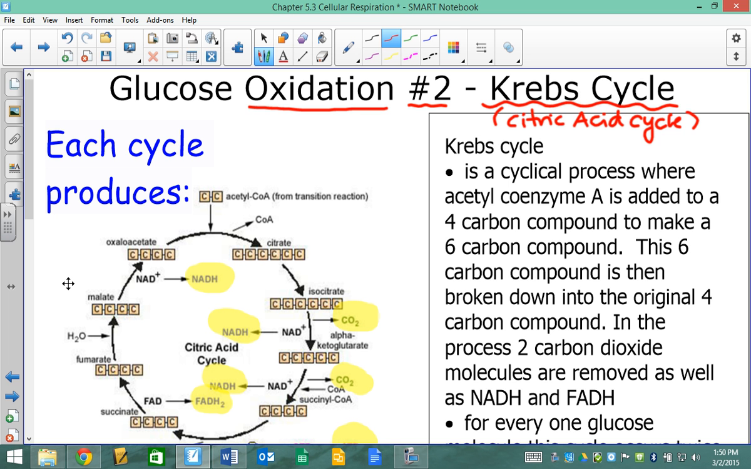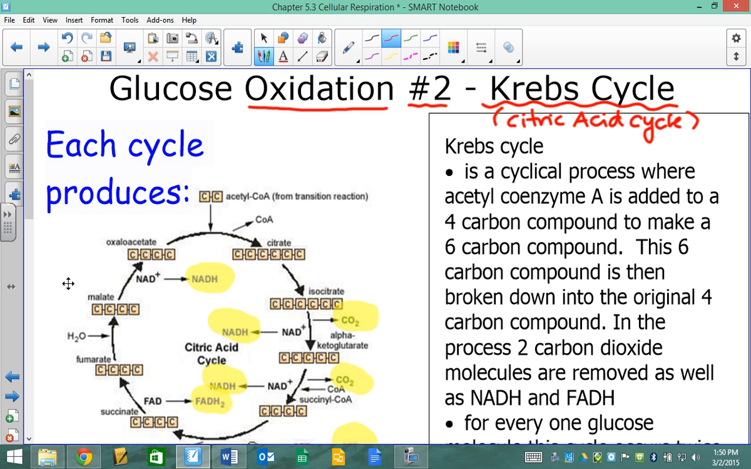Now, before you try to draw the entire cycle that's on the left, I want to alert you that I am not going to ask you to know the names of all of the compounds that are in that cycle. There are a lot of them. What I am going to ask you to be aware of is what do I get from the cycle. So you'll see that I highlighted a bunch of things in yellow. Those are the things that I'm going to point out.